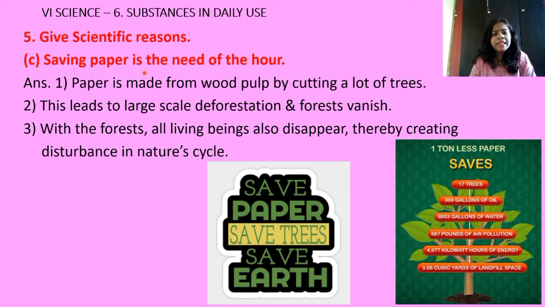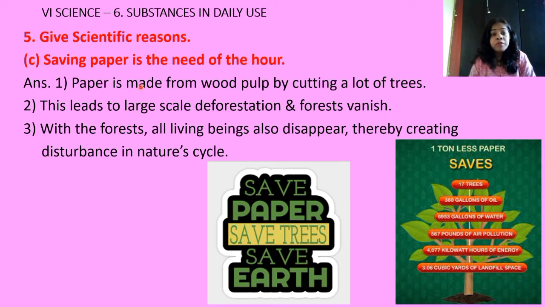Saving paper is the need of the hour. Paper is made from wood pulp by cutting a lot of trees. This leads to large-scale deforestation and forests vanish. With the forests, all living beings also disappear, thereby creating disturbance in nature's cycle.